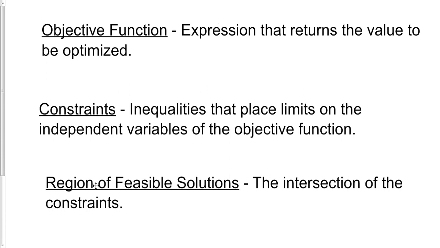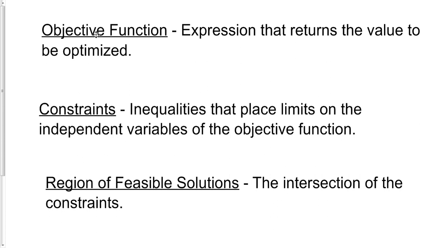And when you graph your constraints in the rectangular coordinate system, the intersection of all your constraint graphs will create what is called a region of feasible solutions. Those are the only solutions that are feasible based on your constraints for the objective function. So these are the three parts that we're going to use to do linear programming.